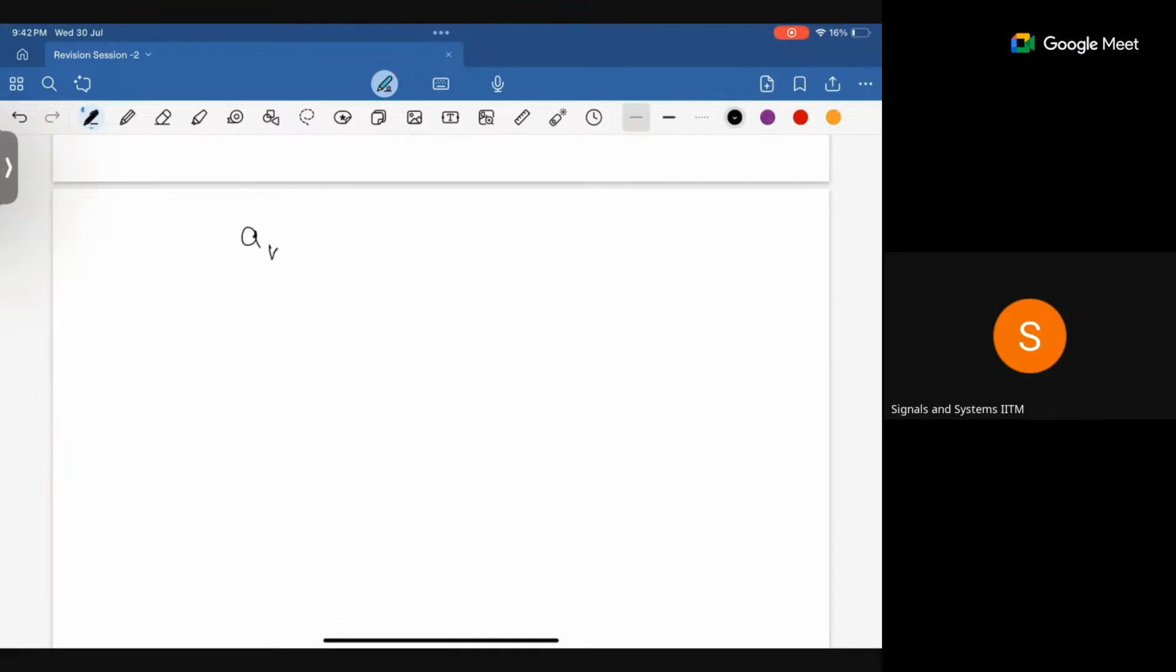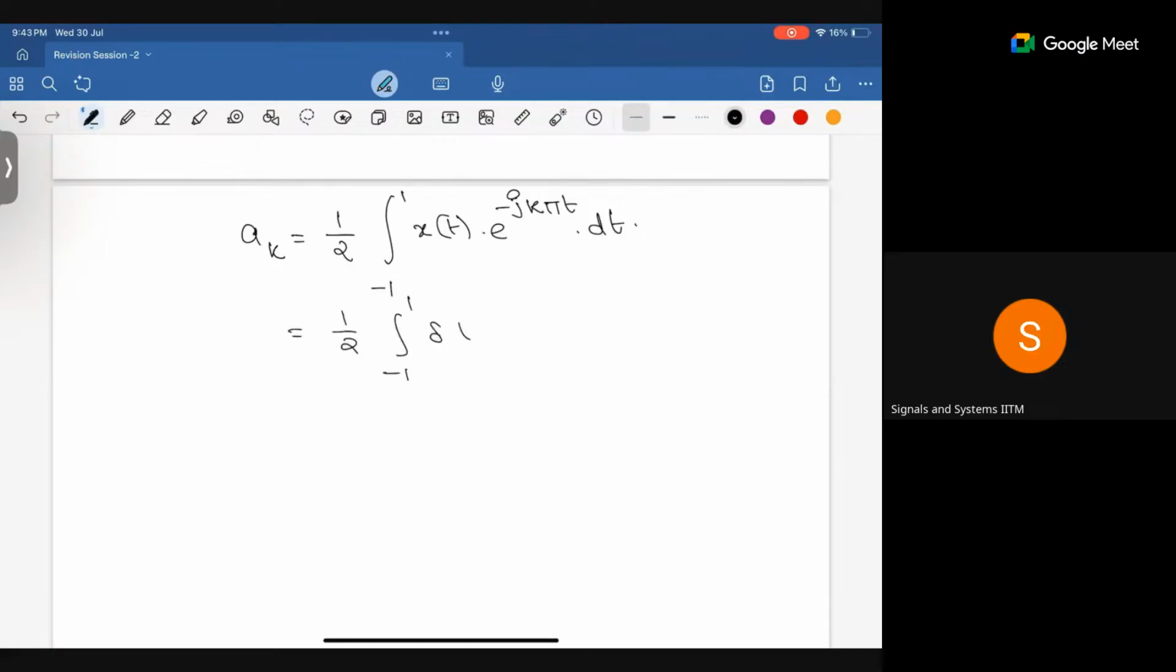Other coefficients a_k. So this will also be half the integral from -1 to 1 of x(t) e^(-jkω₀t), where ω₀ is π, dt. And we know x(t) is δ(t), so it becomes the integral of δ(t) e^(-jkπt) dt.